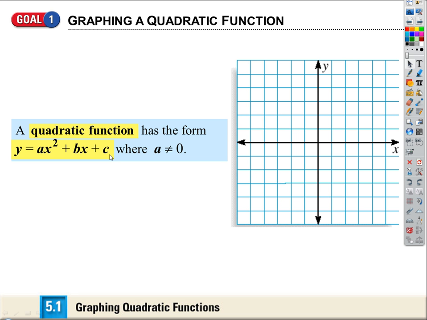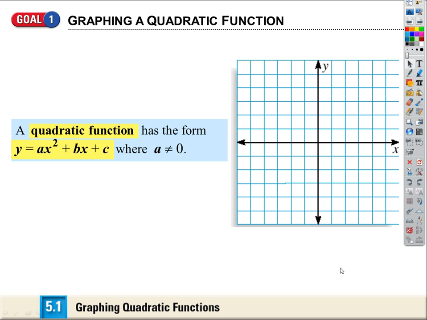Because if a is 0 and that first term goes away, what is that? That's just a linear equation then, right? It's just a line. So we'd say that this is what we call the quadratic term, and a is the quadratic coefficient, because that's the term that makes it quadratic, okay?